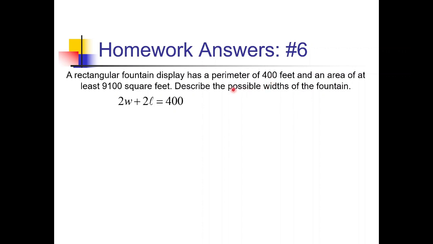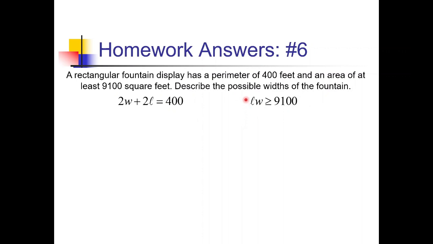Next, let's write something to symbolize this other piece of information. They said the area was at least 9,100 square feet. In general, the area of a rectangle is length times width. So we can write LW is, and they said at least, so greater than or equal to 9,100. And this now gives us, I don't want to call it a system of equations, but it's a system of something, inequalities, I guess, or equations that we can solve.